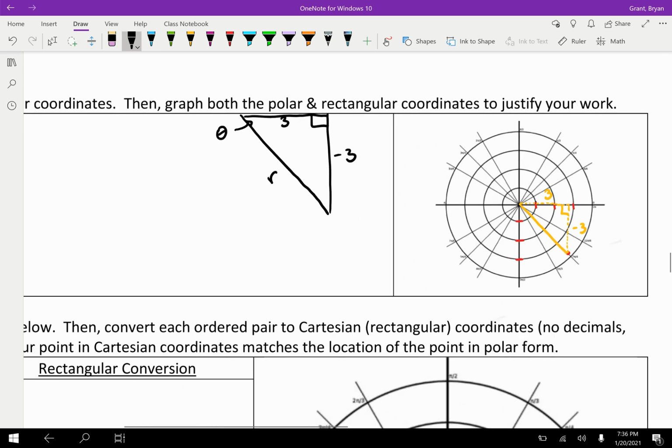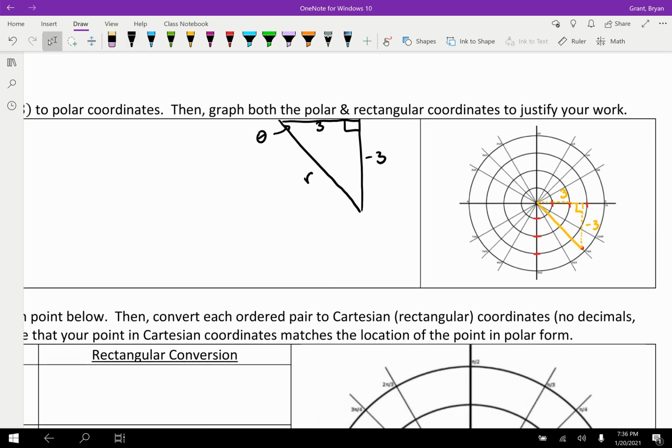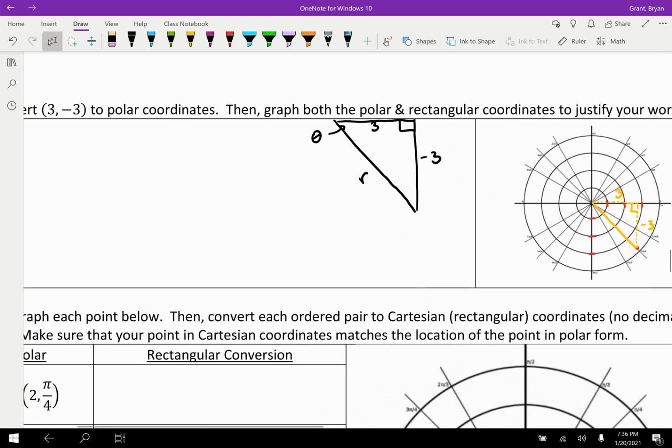All right, two ways to do this, and I'll show you with a calculator as well. I think it's important. To find r, that's pretty easy.